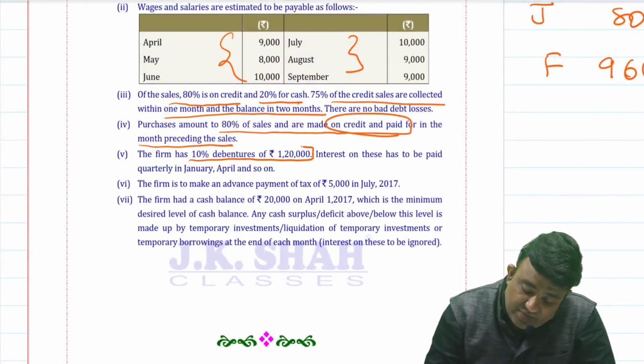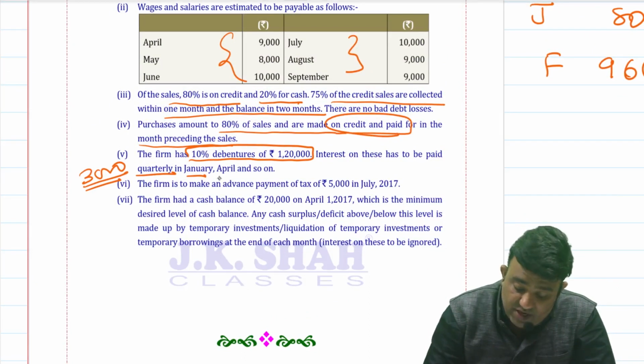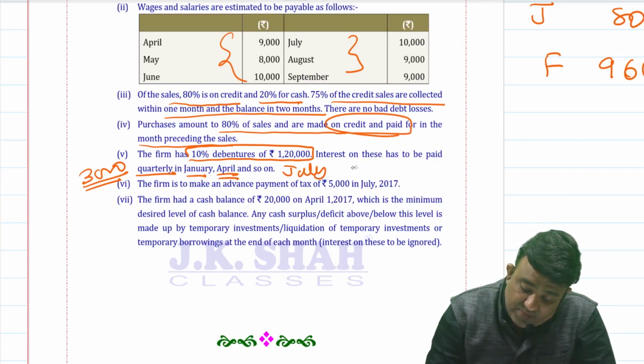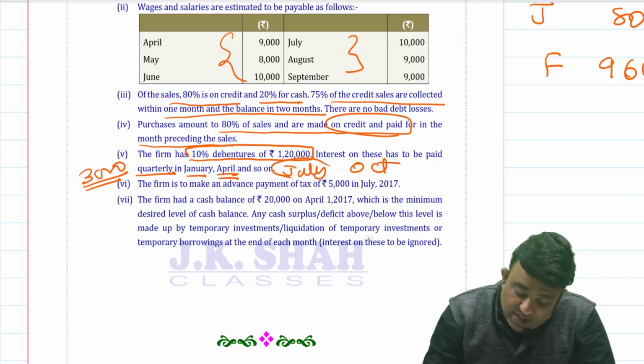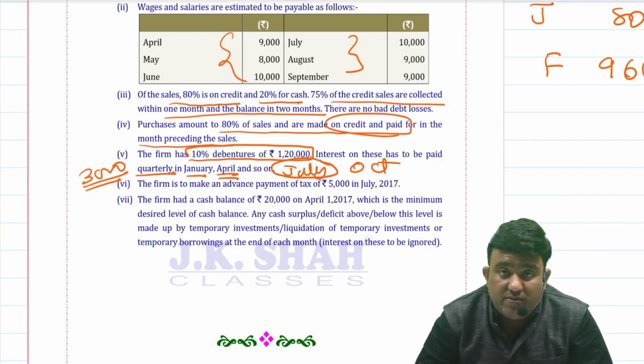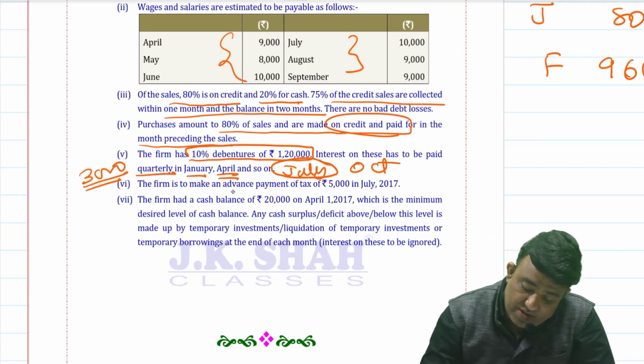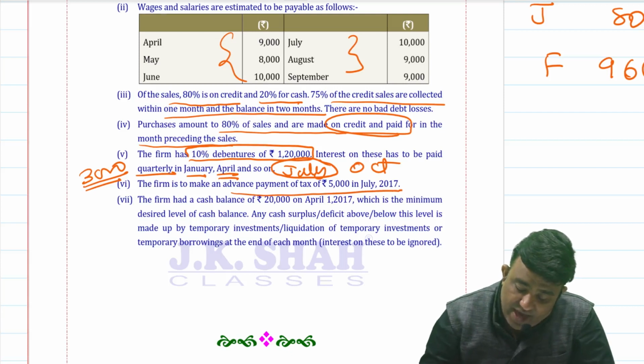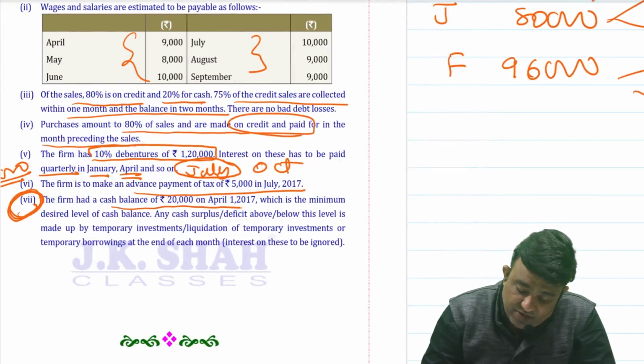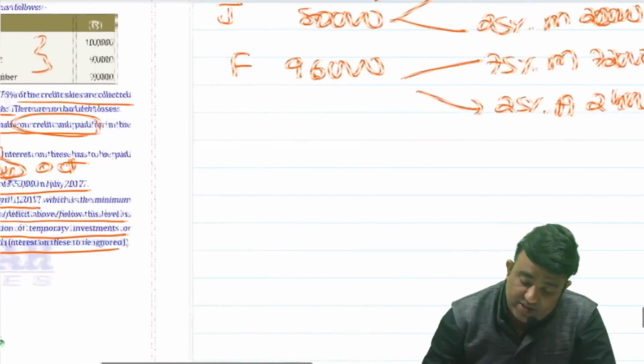Interest, student, 10% of 12,000, but quarterly this is going to be 3,000. And this 3,000 is paid on Jan, April, that is Jan, Feb, March, April, May, June, July, August, September, October, and so on. And I am only concerned with July as far as my cash budget is concerned. Fair enough? Advance payment 5,000 in the month of July. And this is a very again classic adjustment point. 20,000 cash balance on 1st April, which is minimum desired level of cash. Any surplus or deficit above or below this level is made up by temporary investment, liquidation, or temporary borrowing at the end of the month. So I can explain you like this.